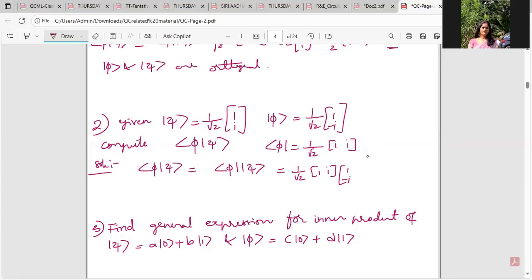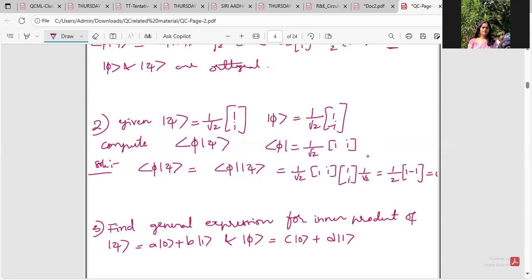1 by root 2 and (1, I), which is nothing but my ket phi. Of course, 1 by root 2 is there for this as well, so it is 1 by 2. 1 into 1 is 1, I into I is I square, which again is minus 1. So this is 0. Again, I can say both are orthogonal.